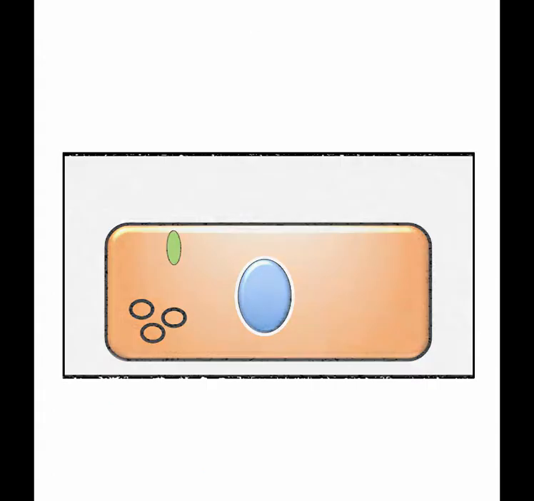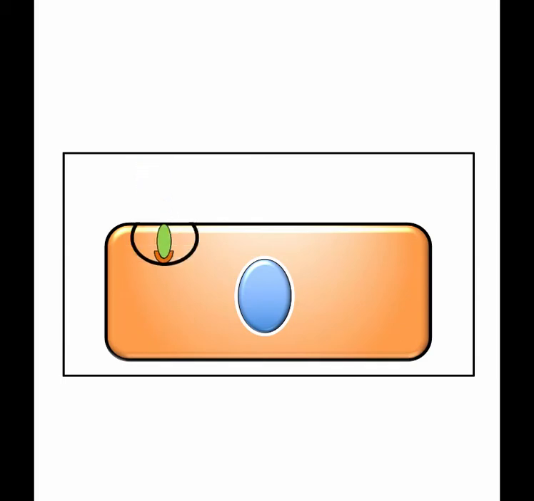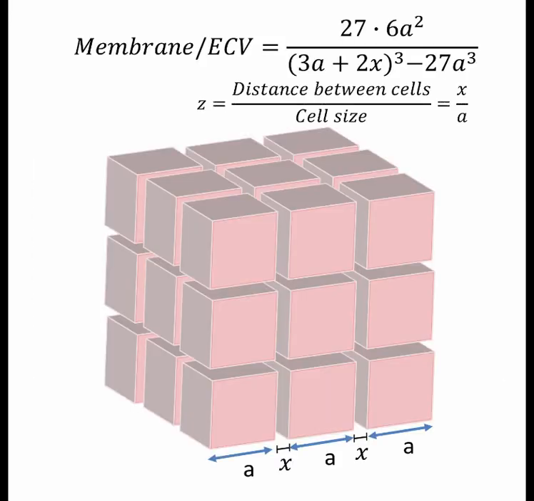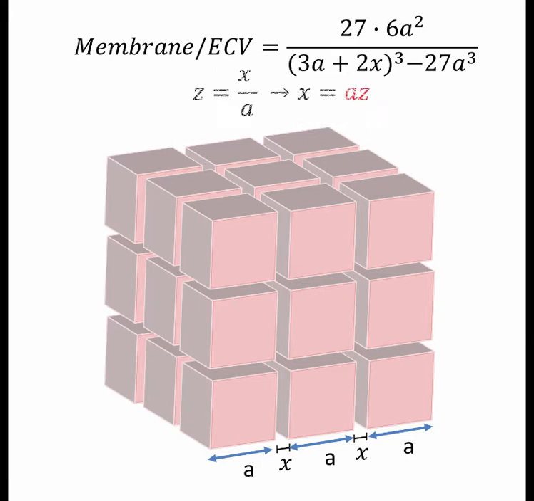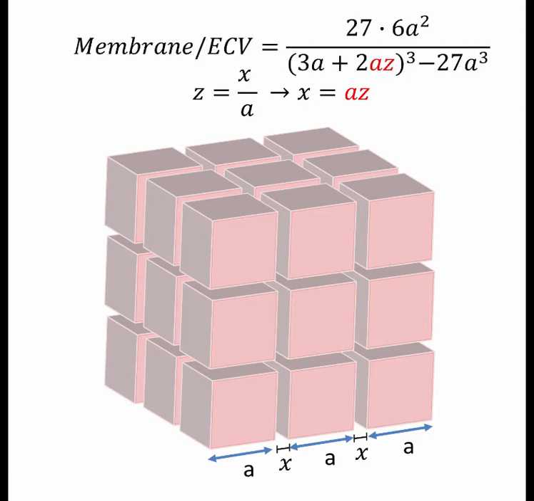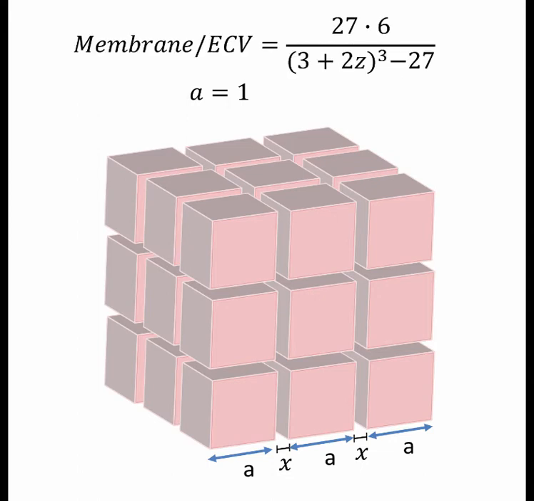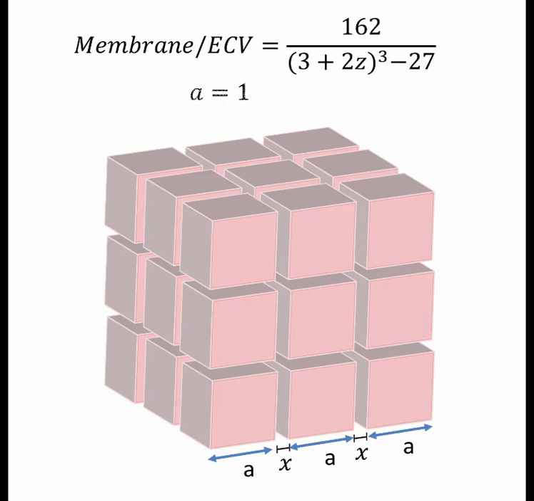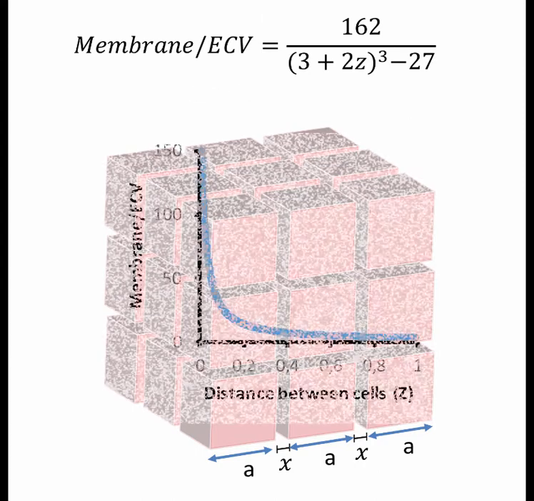As we have seen, when a lot of membrane is confined to a small volume, extracellular clearance is expected to become more efficient. But how much more efficient? Our expression can be simplified by the relation between cell length A and the distance between cells x, that we call Z. That is, the distance between cells described in the number of cell diameters. We substitute x with this expression. Finally, we remove the cell length A by assuming it to be 1. After all, we are interested in a relation, and hence the actual value of A and x is not important.